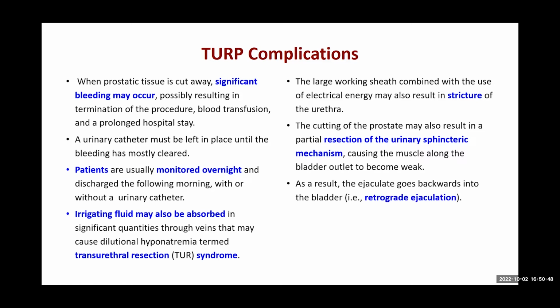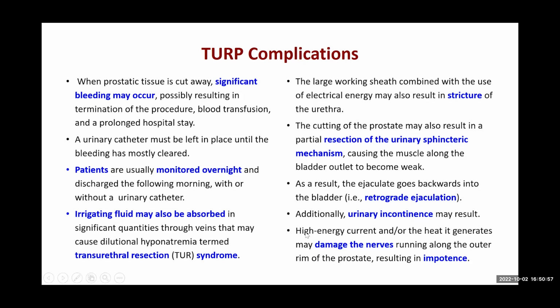As a result, the ejaculate goes backwards into the bladder, which is known as retrograde ejaculation. Urinary incontinence may result, and the high energy current or heat it generates may damage the nerves which are close to the prostate. And that's a branch of the pudendal nerve. I'll show you in the next figure. Okay, so TURP is the gold standard. It is also known as the criterion standard, as we refer to it. It causes significant bleeding. It causes dilutional hyponatremia. It could lead to strictures, loss of sphincteric control, retrograde ejaculation, incontinence, impotence, right?